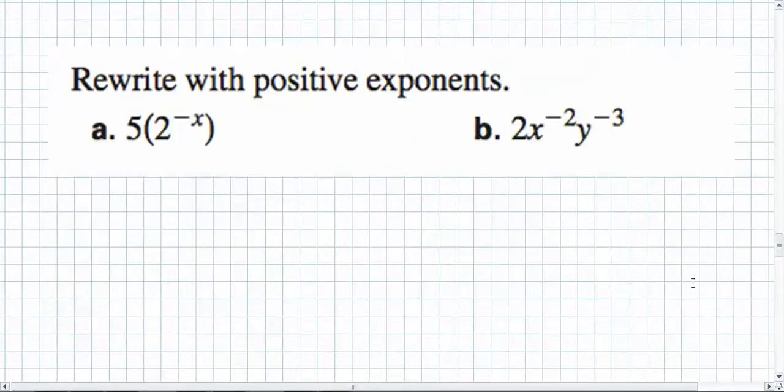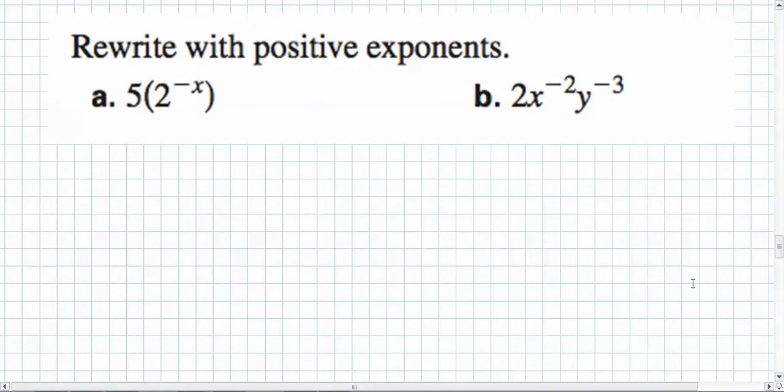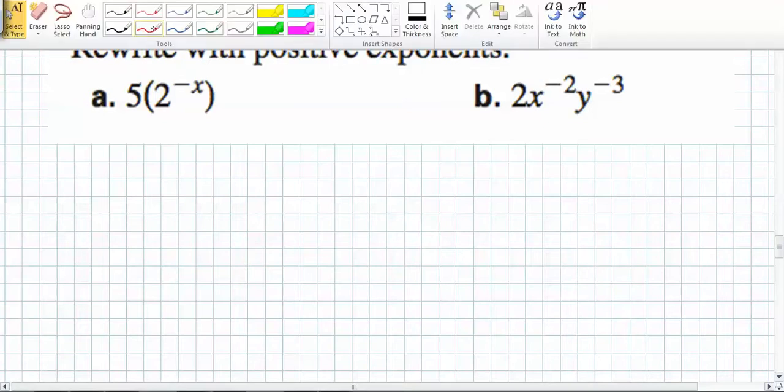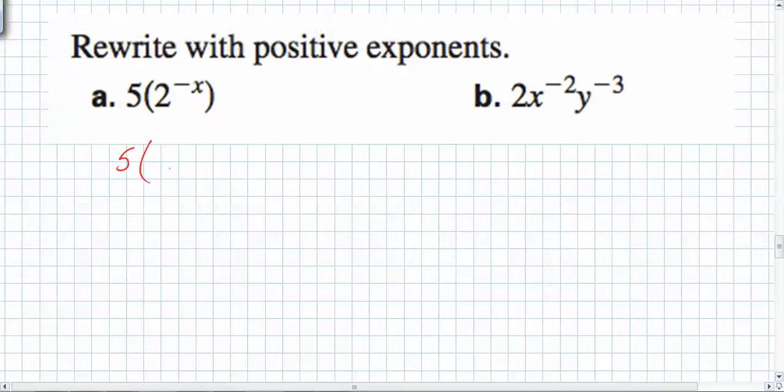So let's rewrite these with just positive exponents. Remember that 2 to the negative x just means 1 over 2 to the x, the reciprocal. So you have 5 times 1 over 2 to the x. And you can simplify that to 5 over 2 to the x.